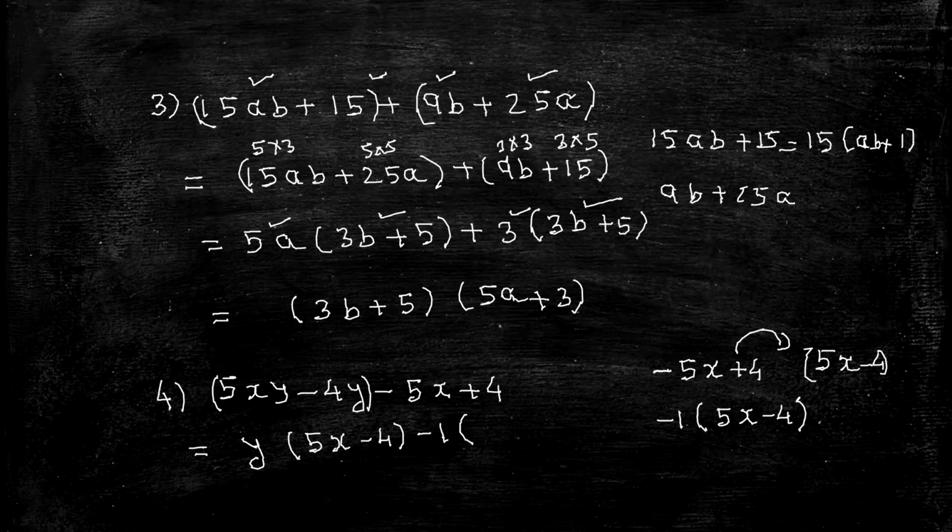Why am I taking out minus 1 common? Because inside I want 5x minus 4, the same factor which we got here. So minus 1, then 5x minus 4. Now we see that 5x minus 4 is common. I take out 5x minus 4, and whatever is left over, y minus 1 is left over, into y minus 1. So this is how we had to factorize when we had a negative term.